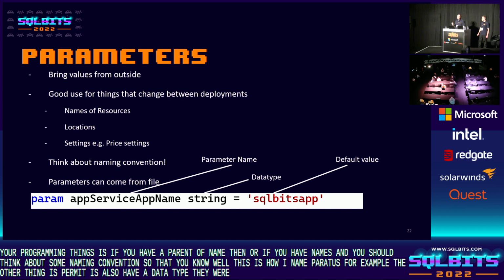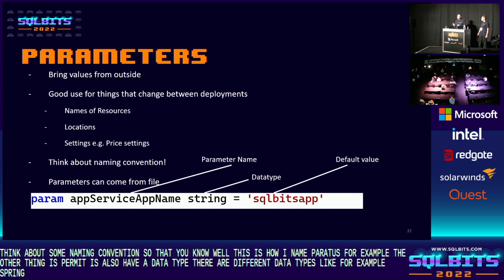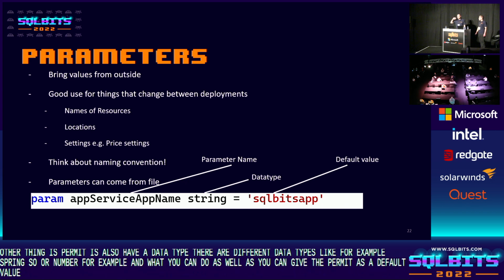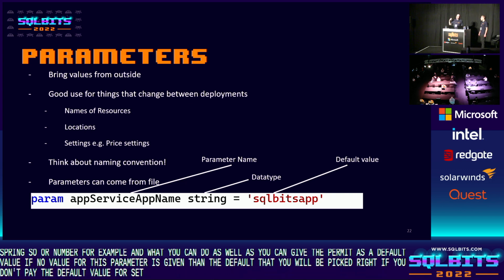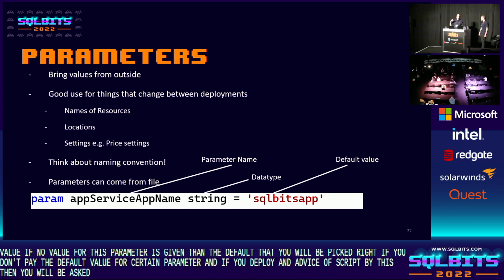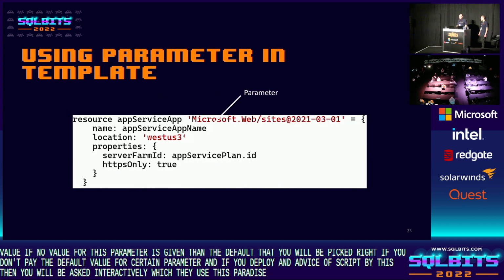There are different data types, like, for example, string or number. And what you can do as well is give the parameters a default value. If no value for this parameter is given, then the default value will be picked, right? If you don't give a default value for a certain parameter, and you deploy a Bicep script, then you will be asked interactively which value this parameter should have.